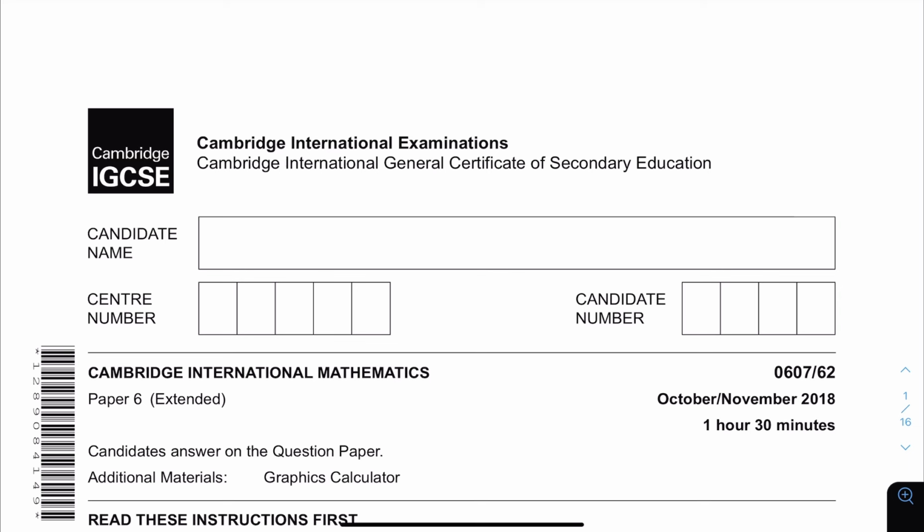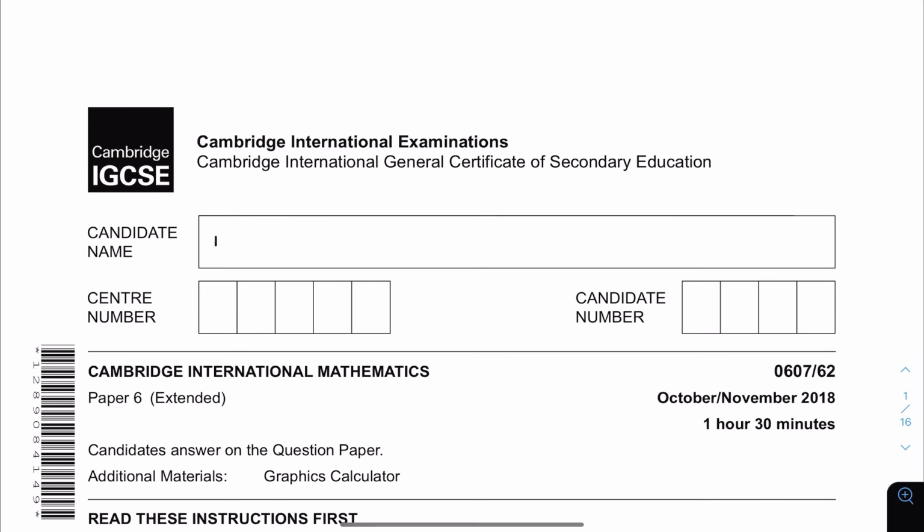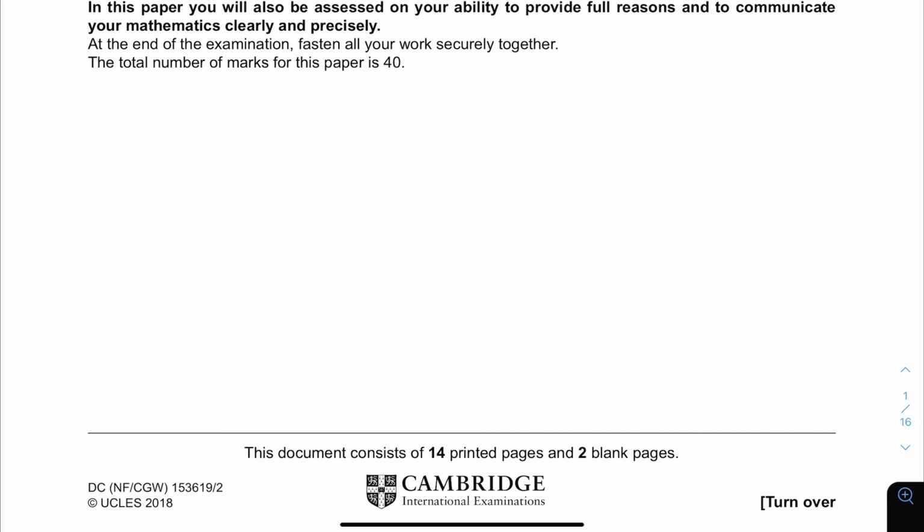Not going to do it under time conditions because we just want to get a feel for generally how you should do the questions. But obviously I'll be explaining it along the way, so you may want to do it a bit faster than I will. So obviously I'm going to write my candidate name. Always do that. Never get that step wrong. And you'll fill in your center number and candidate number, which will be given to you. All right, so let's get started.